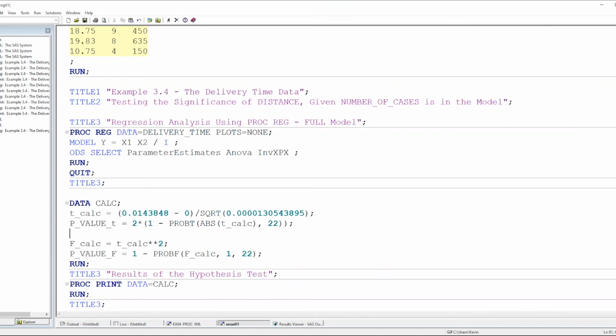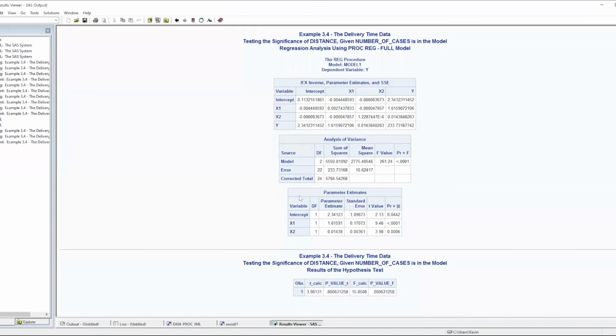And so let me go ahead and run the program here. And so you can see here that if we focus on the very bottom, these are the results of this custom hypothesis test. The value of t-calc is 3.98131. And the p-value for that test is 0.000631258. And that's exactly what we got, just expressed a little differently, expressed as a decimal as opposed to in scientific notation. It's the same value we got when we used proc IML.